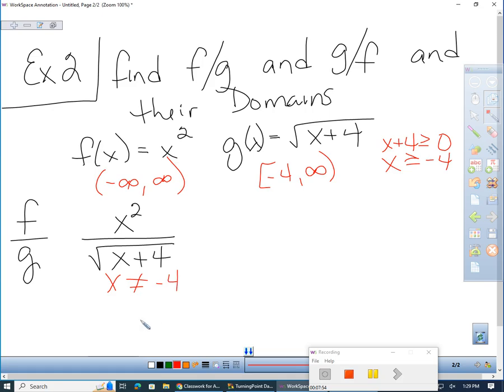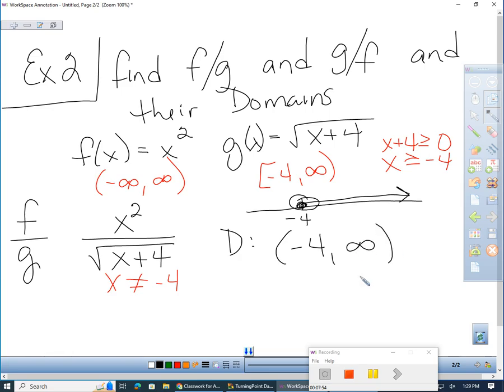All right, so now, out of all of those domains, we've got to put it all together. So my domain, I'm going to put it on a number line. First of all, this says it can be anywhere. This one says at negative 4, it starts here and goes this way. And this one says it can't exist at this spot. So my final domain is going to be a parenthesis, negative 4 to infinity.